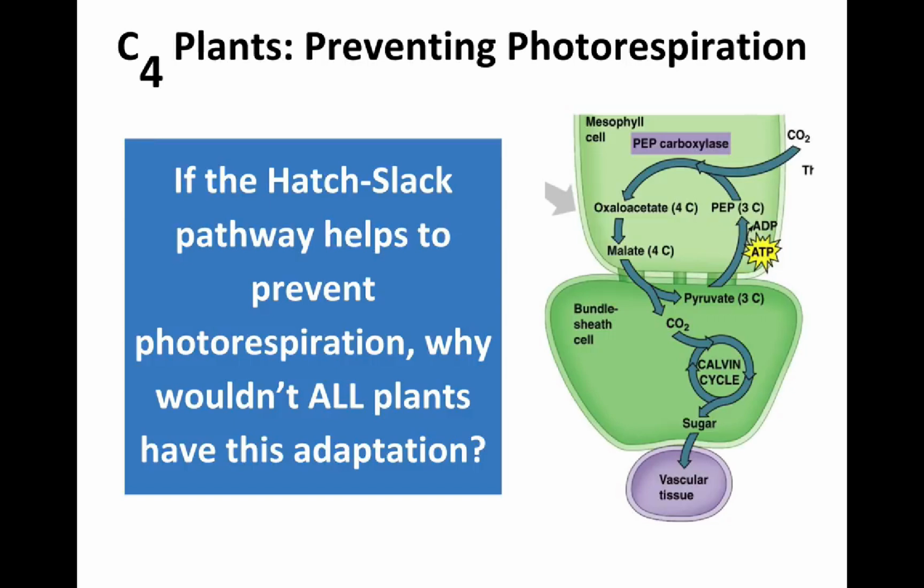C3 plants, yeah, they don't have to undergo this additional step using PEP carboxylase, but the plants also don't have to pay for that step with additional ATP. So the Hatch-Slack pathway requires more ATP, and you're not photorespiring, but the C3 plants don't need to spend excess ATP in an environment that is not dry, where it would not be beneficial for them to use this pathway.